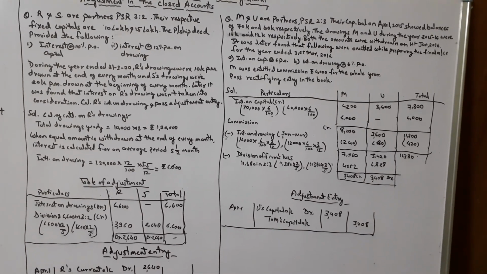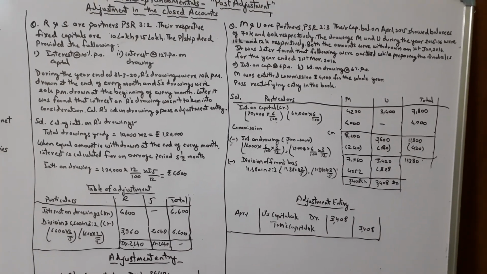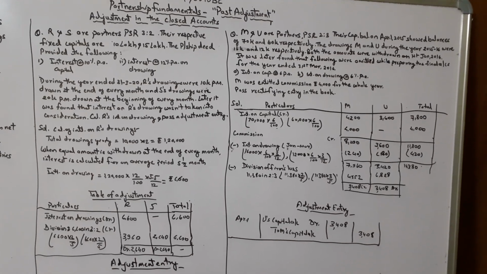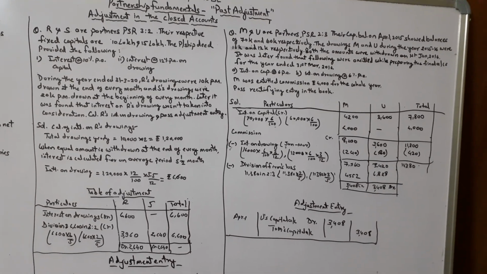Based on that, we will pass the adjustment entry. Whosoever is credited will be written on the credit side, and whosoever is debited will be written on the debit side. Like in this question, U is debited, so U's capital account is debited to M's capital account, which is 3,408.